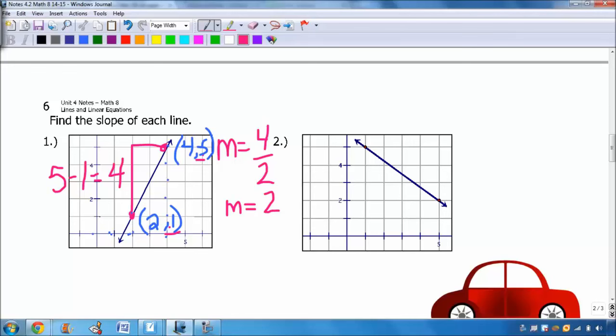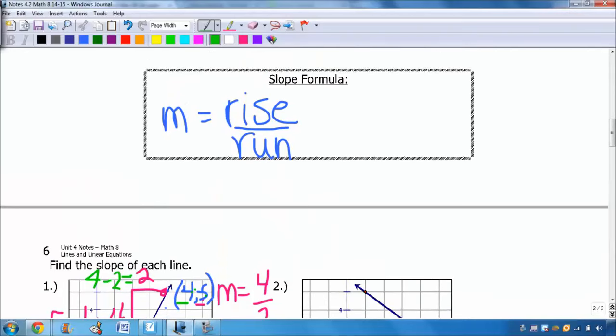Okay? And then the run we figured out was 2, and we got that from our x coordinates. So we took the 4 and the 2, and we subtracted those two and we get the 2. So basically what you're doing is you're subtracting your y values, that's the rise, and you're subtracting your x values, which is the run. So if you look back at page 5, the slope formula, there's 2 of them. There's rise over run, and then the other one is where we subtract your y values for our rise and subtract your x values for the run.